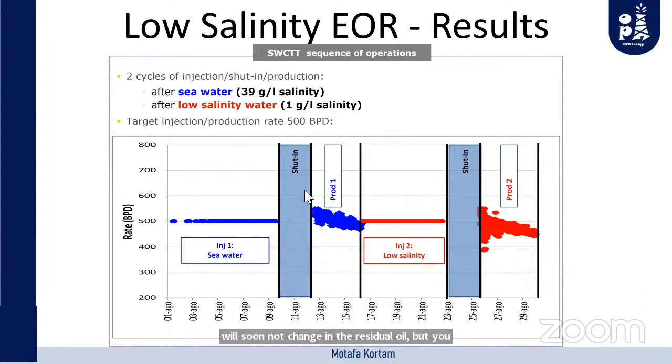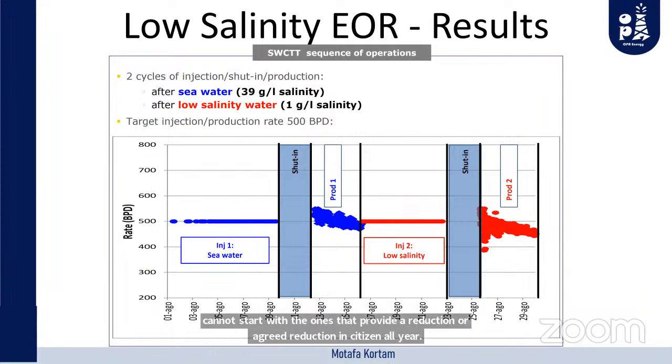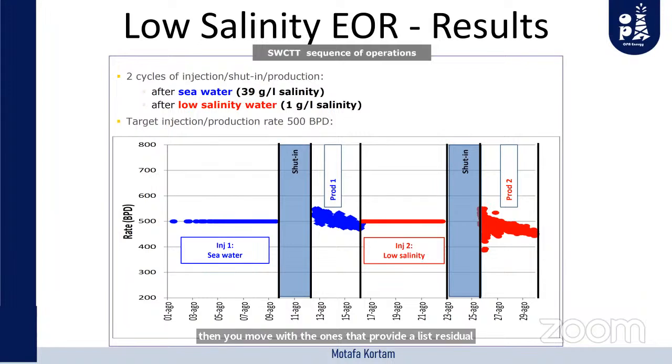The same goes for the surfactant. You can apply the seawater, the low salinity, maybe surfactant, maybe later a nanotechnology, so you order them in an ascending way. You cannot start with the ones that provide a great reduction in the residual oil and then move to the ones that provide less reduction, because you will not reach an appropriate conclusion. It will be misleading. So start with the one that provides less efficiency, then move to a higher efficiency.